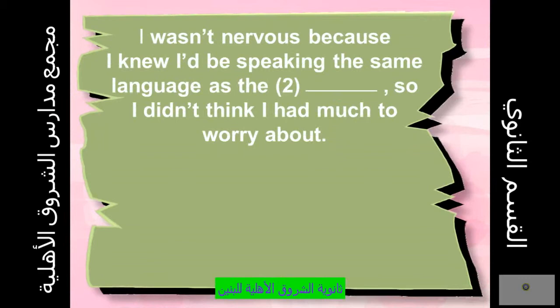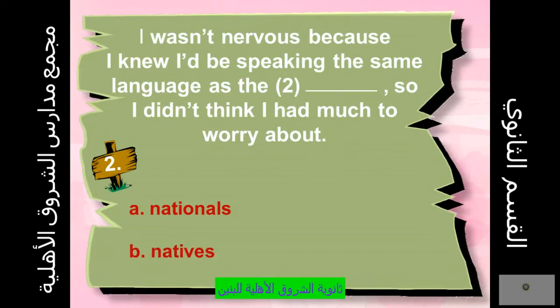I wasn't nervous because I knew I had been speaking the same language as the natives, so I didn't think I had much to worry about. Nationals, natives, speakers, or immigrants? The right answer is natives. What do you mean by natives? When I say that Ahmed or Ali is an Arabic native speaker, it means that Arabic is his main language. So the right answer is natives.